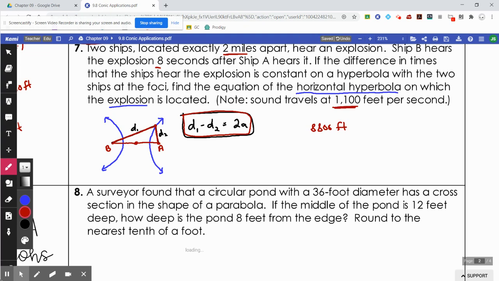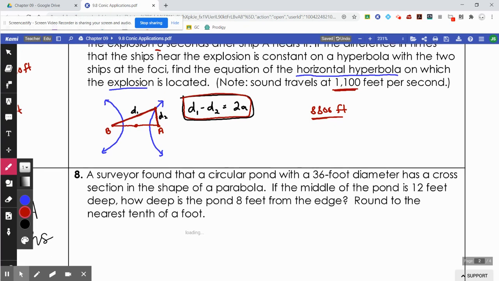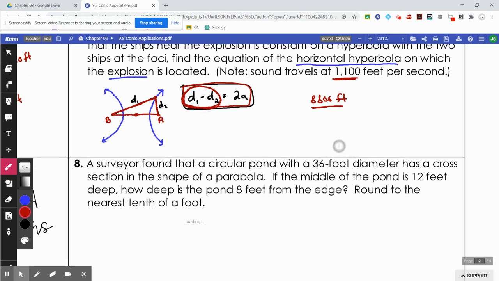Because again, this one heard it, and then 8 seconds later, this one heard it. So in those 8 seconds that sound was traveling, it traveled this far. So that must be how much further ship B is away than ship A. So what do we mean by that? How much further? The distance that ship B is minus the distance that ship A is has to be a difference of 8,800 feet.